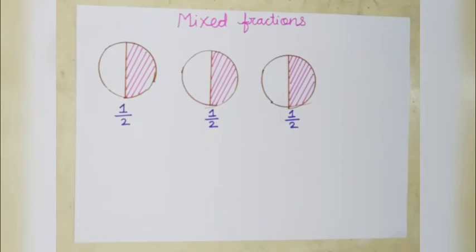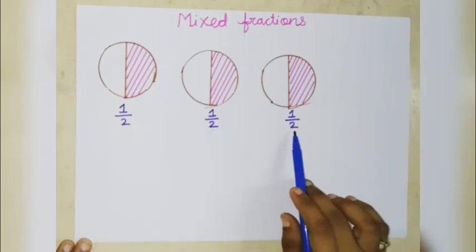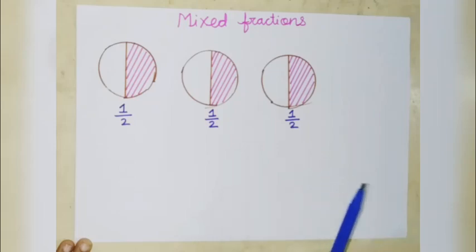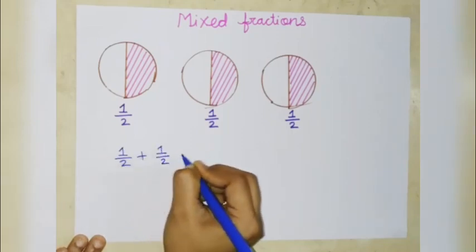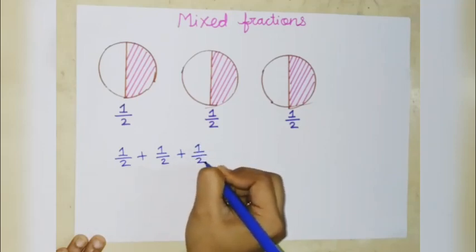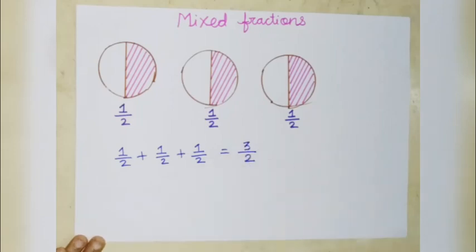Students, here you all can see that 3 circles are there. Half of each of the 3 circles is colored. That is 3 parts, each equal to half of the circle, are colored. Here a half part is colored, here a half part is colored, and here a half part is colored. Children, we will see mixed fractions. So first 1 upon 2 plus 1 upon 2 plus 1 upon 2. So 3 upon 2 we will get.